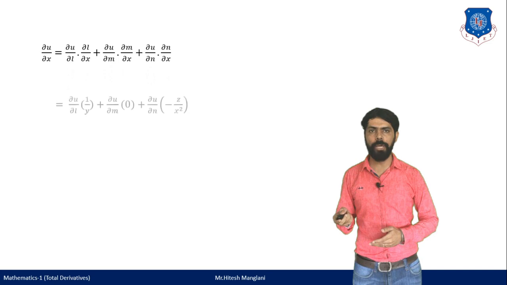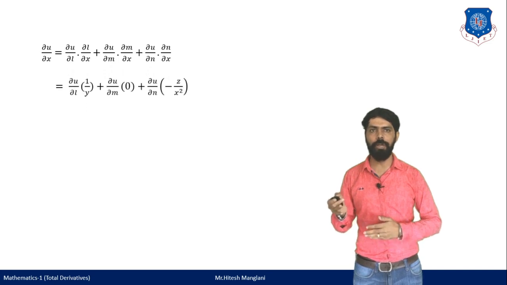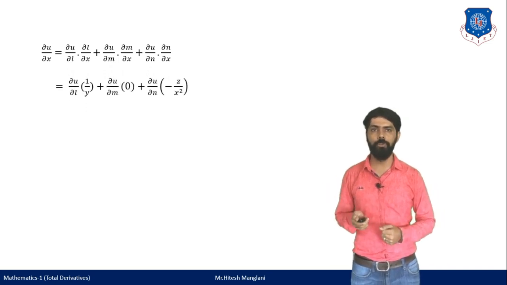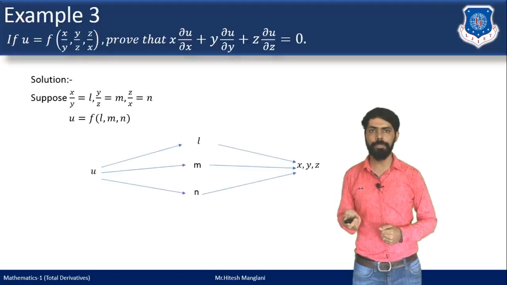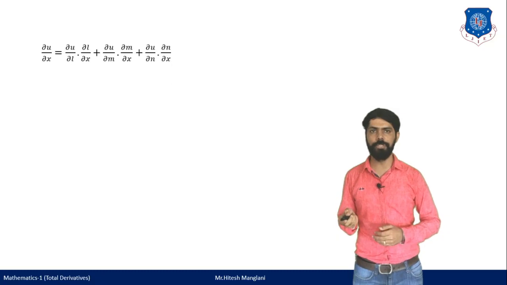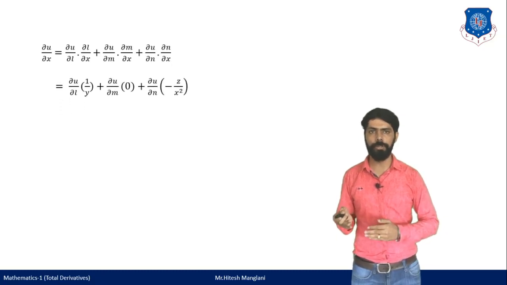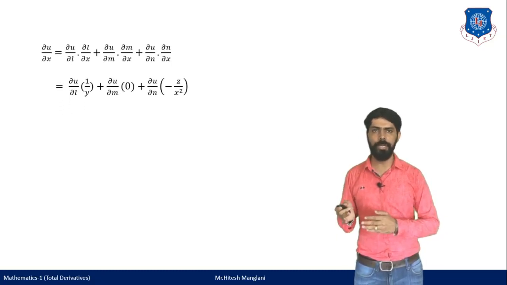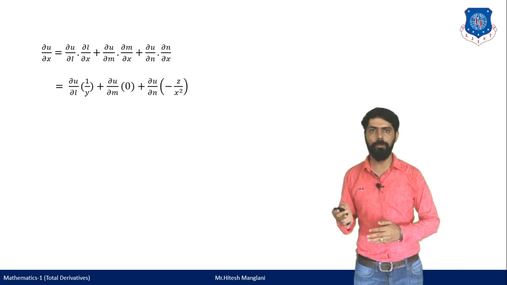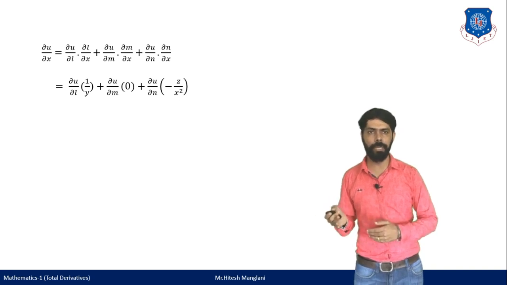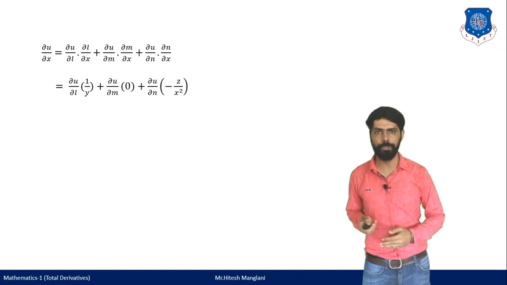Now del u by del n will be as it is, and we will have to find del n by del x. So what is n? It is z by x. So we will have to take the partial differentiation of n with respect to x. So z will be as it is, and the derivative of 1 divided by x with respect to x will be minus 1 divided by x square. So this will be minus z by x square.